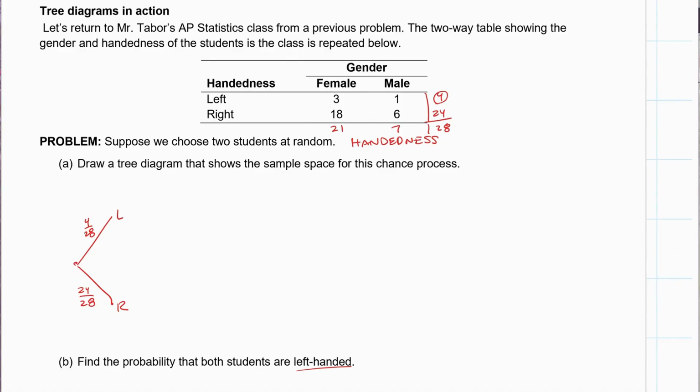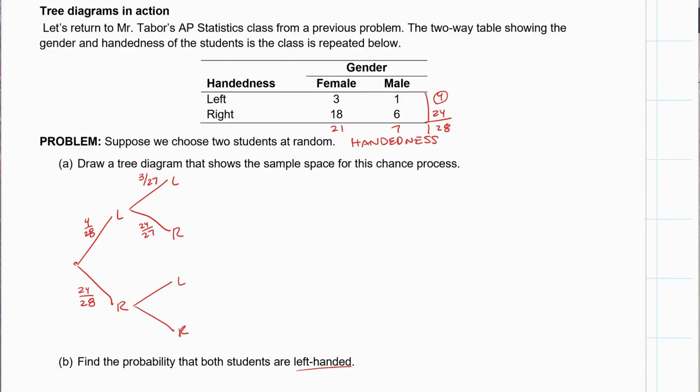Now, I'm going to choose a second student. But now, if the first student was left-handed, there's one less left-handed student to choose from. There's only three, and there's only 27 of the students to choose from. And likewise, there are still 24 right-handed students, but there's only 27 of them to choose from.